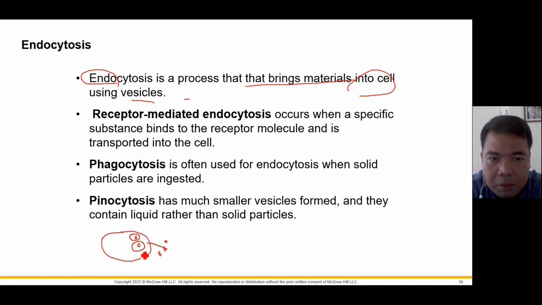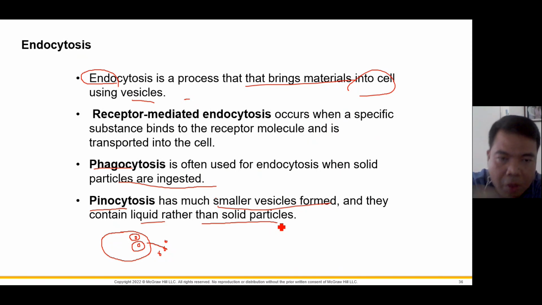Okay? Now, ngayon, there are two types of endocytosis. Phagocytosis and pinocytosis. Phagocytosis is used when solid particles are ingested. While pinocytosis is used when smaller vesicles are formed because they contain liquid rather than solid particles. What is being engulfed or transported inside the cell is liquid rather than solid. That's why in the past, phagocytosis is considered as cell-eating, while pinocytosis is described as cell-drinking.